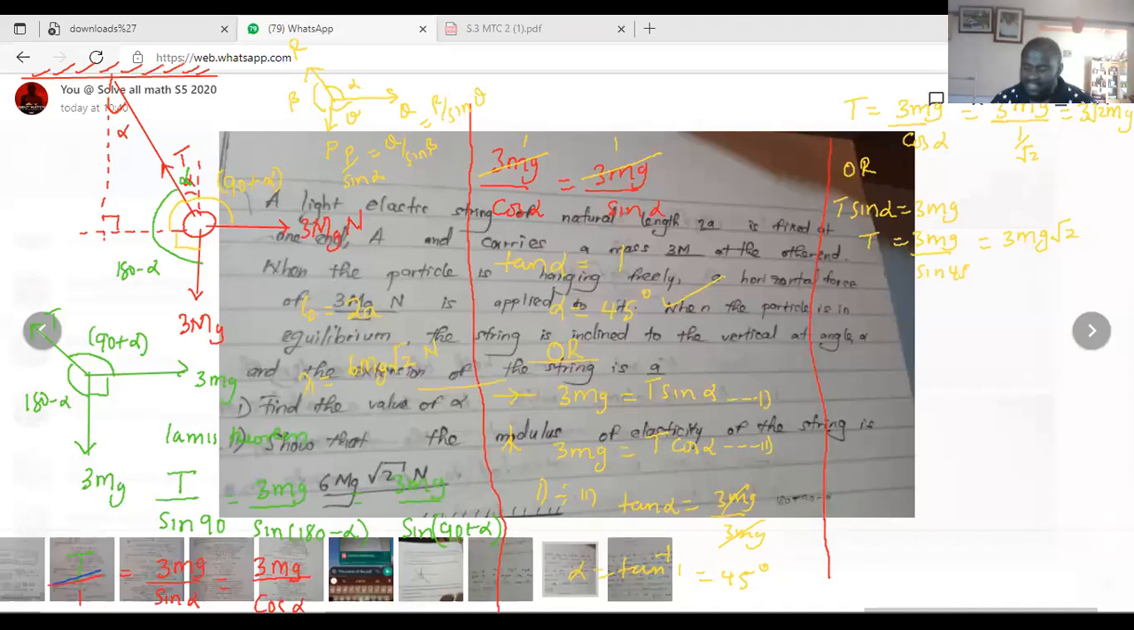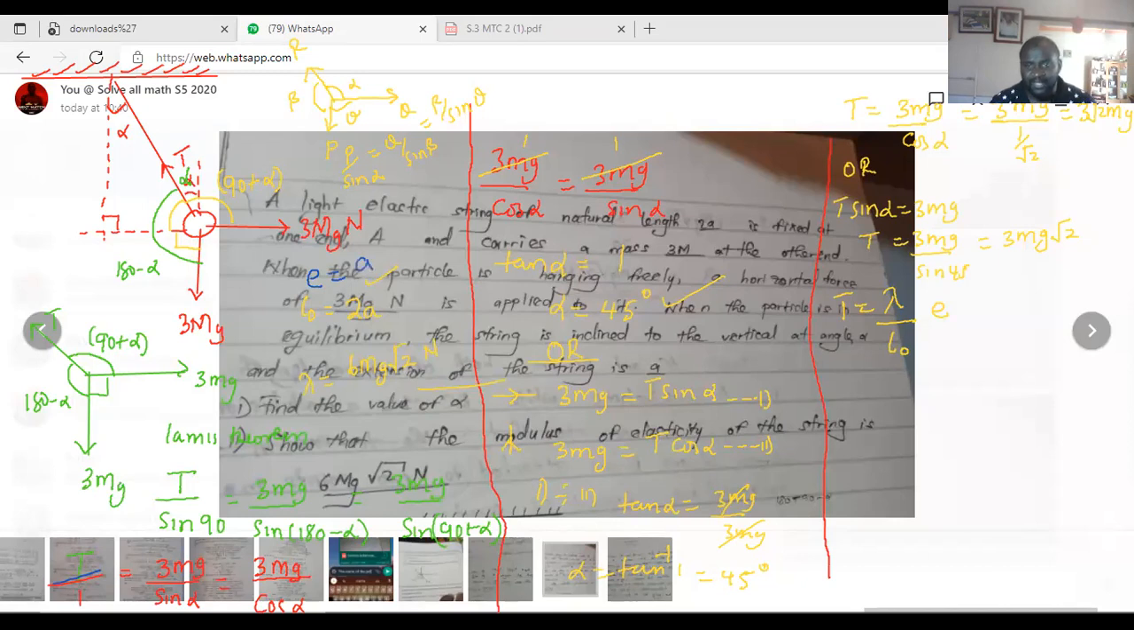Now, furthermore, they want us to find the modulus of elasticity. To find the modulus of elasticity, we shall need to get to this. Remember, tension is equal to modulus of elasticity out of the original length times the extension. Look at the original length. You remember the extension? The extension was given as A.